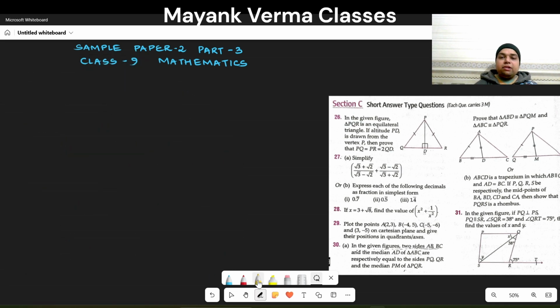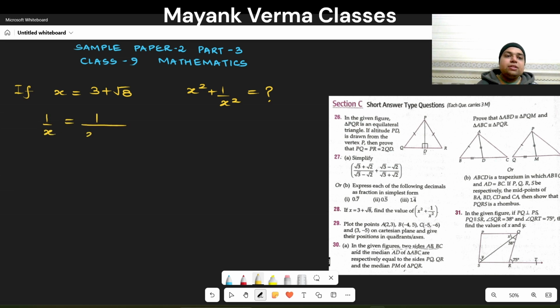Okay, now let's see the next question. So it is saying that if x is equals to 3 plus root 8, I need to find the value of x square plus 1 upon x square. So we can do one thing. First, let's find the value of 1 upon x. So it will be 1 upon 3 plus root 8. So to simplify it further, I will rationalize it. So 3 minus root 8 upon 3 minus root 8.